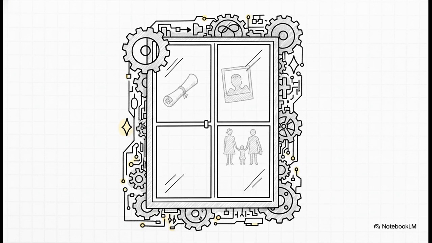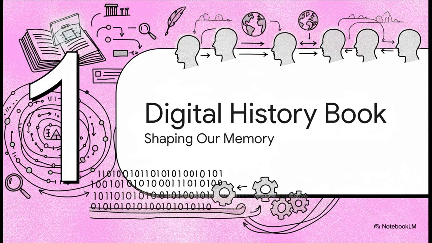But here's the thing. Every single window has a frame. And in this case, that frame is an algorithm. It's an algorithm that is constantly, quietly making choices about what you see and maybe more importantly, what you don't. And this is a huge deal. Because, let's be honest, for so many of us, Google is our history book now. It's become the new curator of our collective memory. So figuring out how these systems remember the past isn't just an academic question.